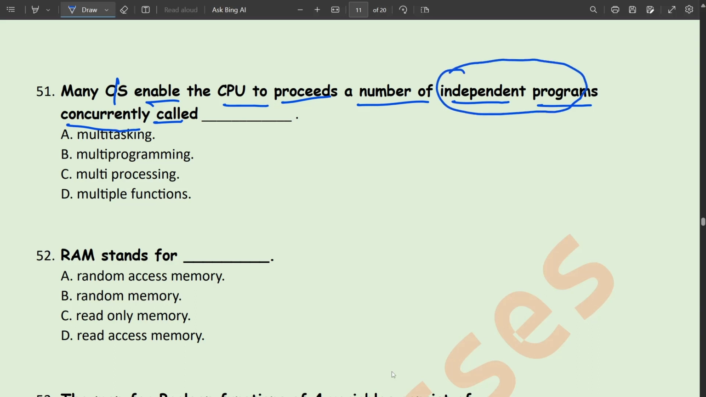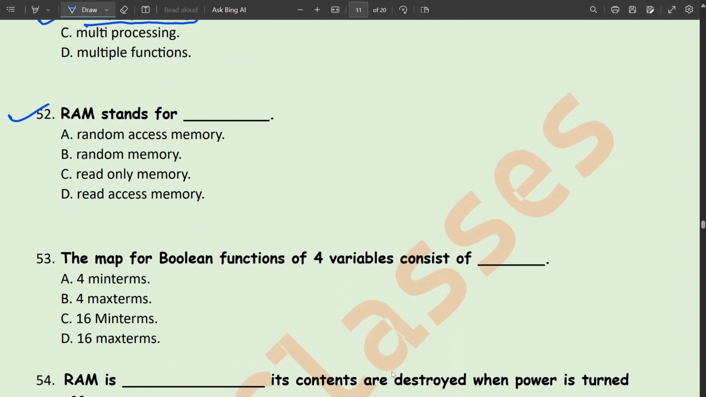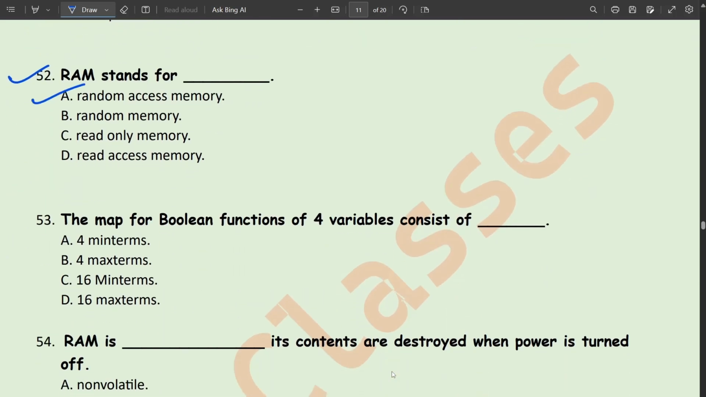तो आंसर विल बी योर ऑप्शन नंबर बी, मल्टी प्रोग्रामिंग. In multi-programming, we can proceed many independent program concurrently, एक साथ. Next, RAM stands for random access memory. Option number A is correct.